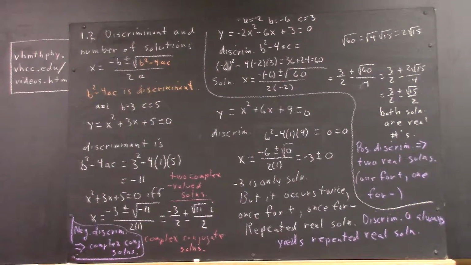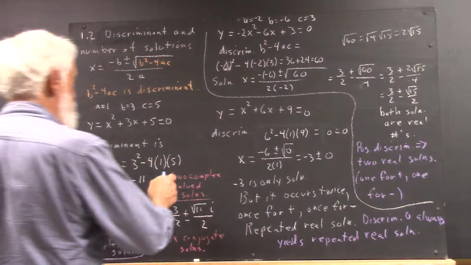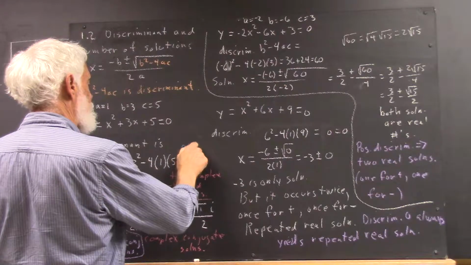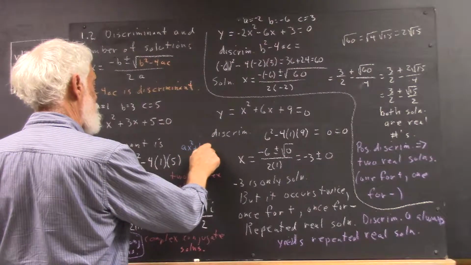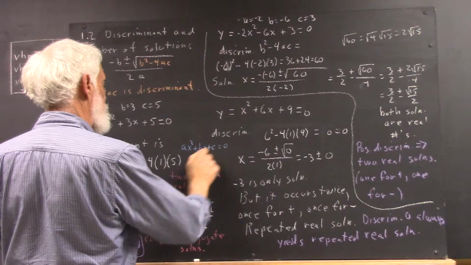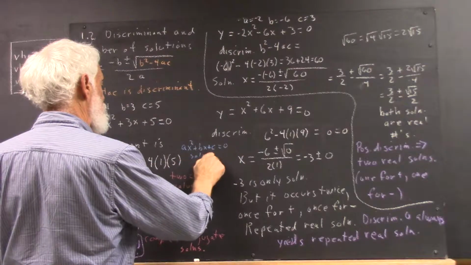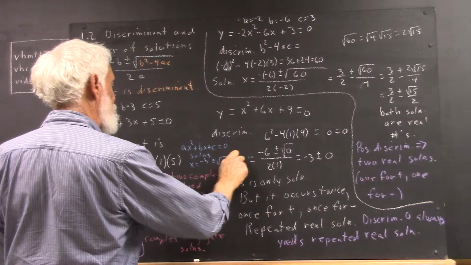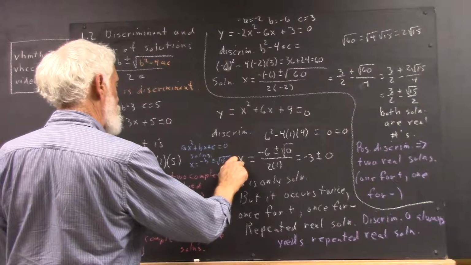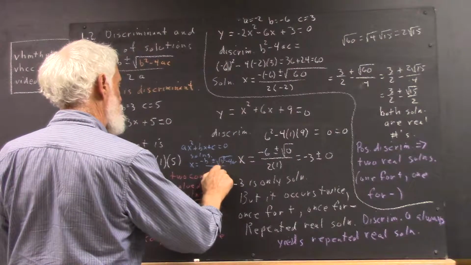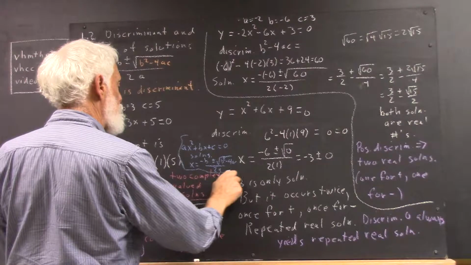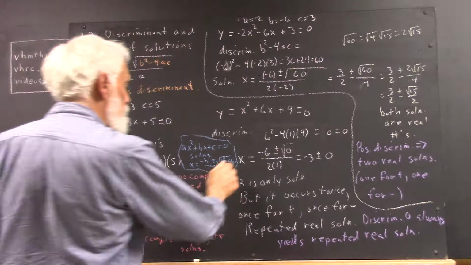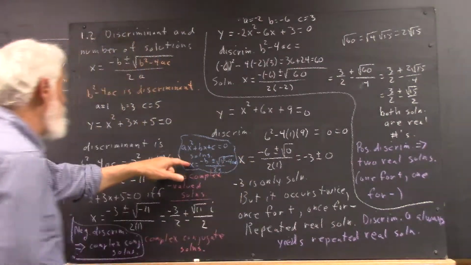Now, the quadratic equation is of the form ax squared plus bx plus c equals 0. Solutions are x equals negative b plus or minus the square root of b squared minus 4ac, all divided by 2a. That c is not written very well there, and that might be a little hard to read, but I've written it up here.